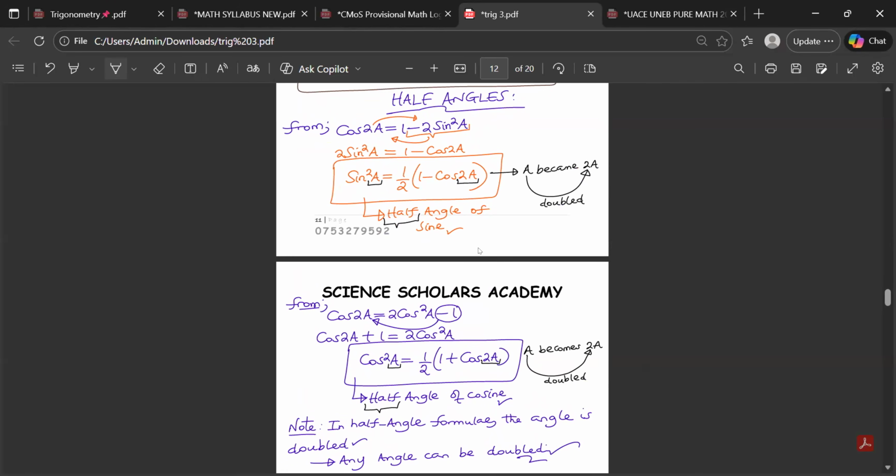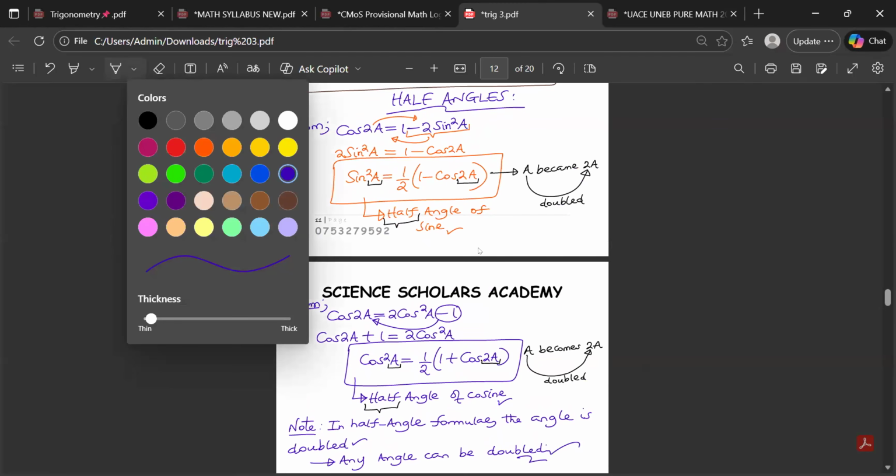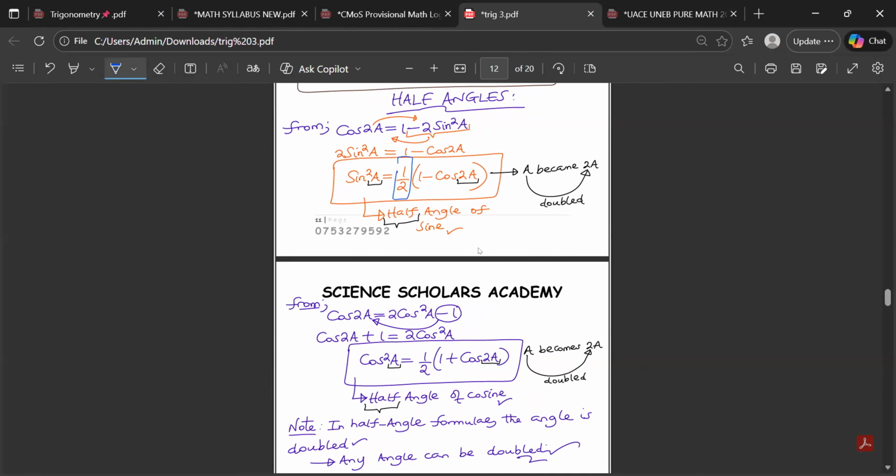Before I tell you how you can cram them, how you can learn them by heart, you can see both of them are beginning with half. Both of them have brackets opening and closing. Both of them have cos 2A. Both of them have 1. The only difference is with the sign.